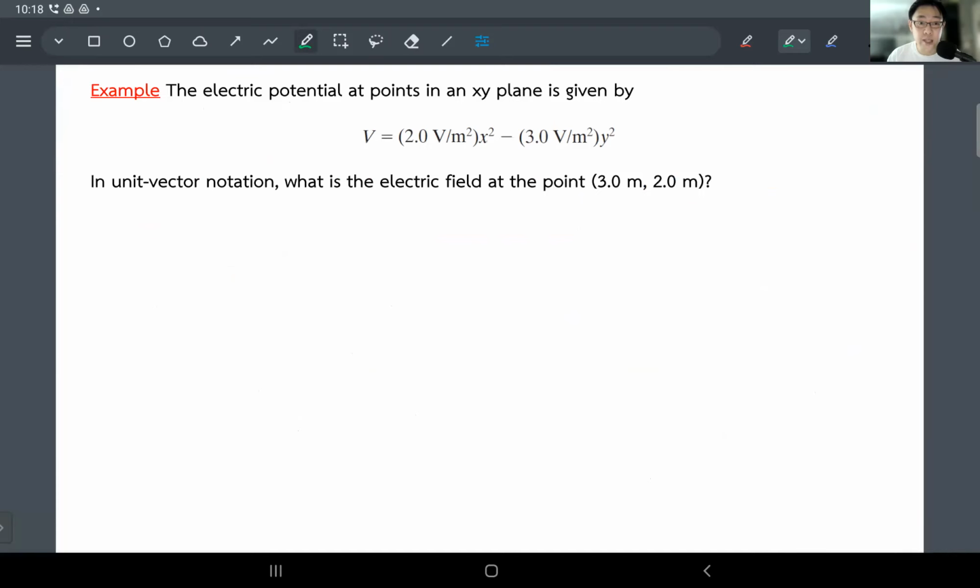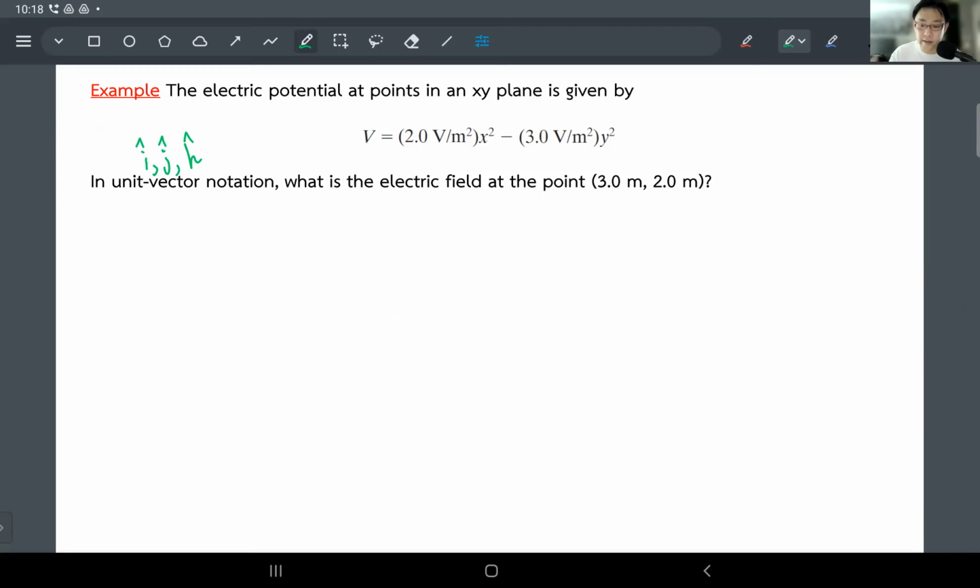In unit vector notation, so that means the i, j, k. Yeah, that's the unit vector notation. What is the electric field at the given point (3, 2)? All right, guys, you want to give it a shot here? Yeah.